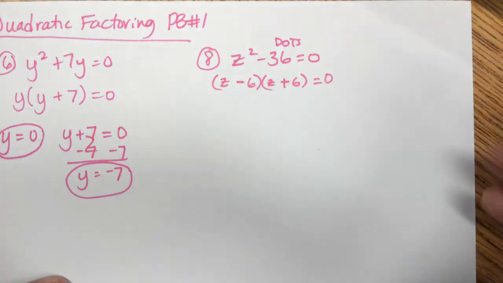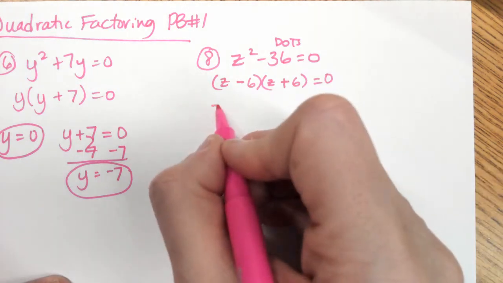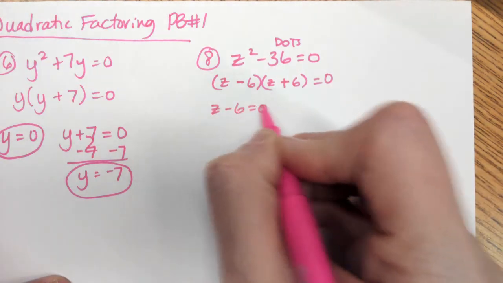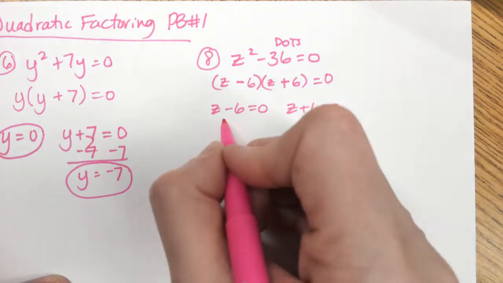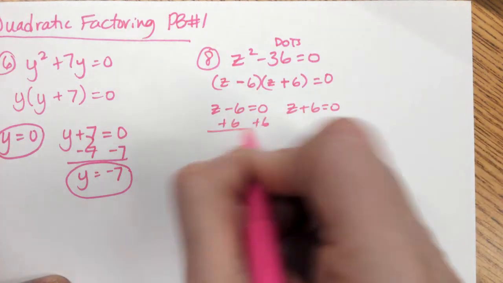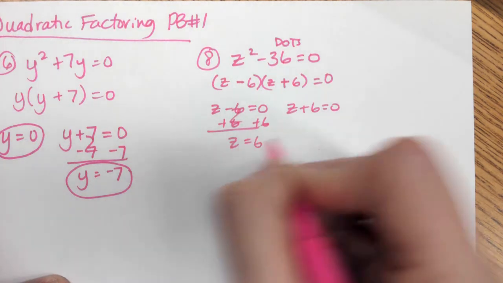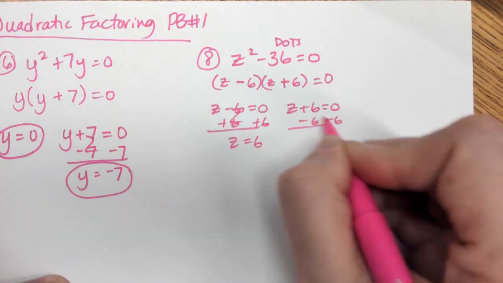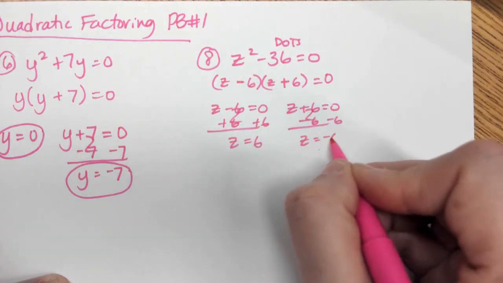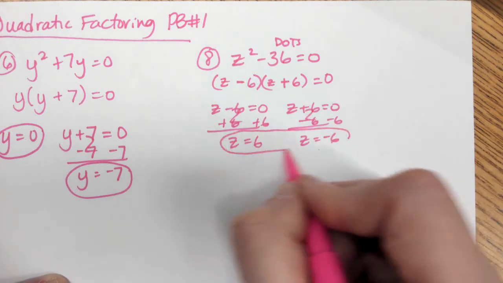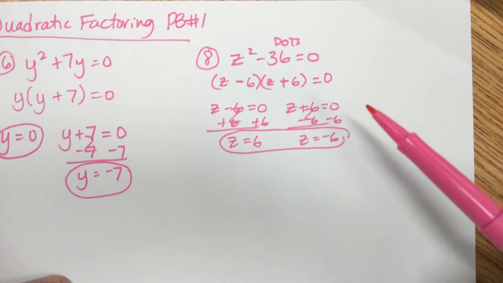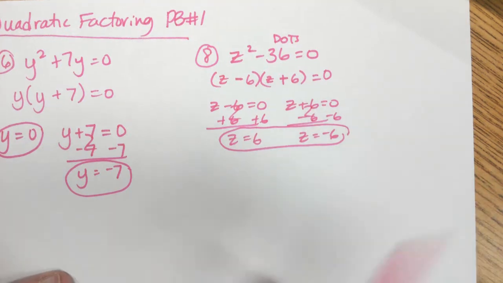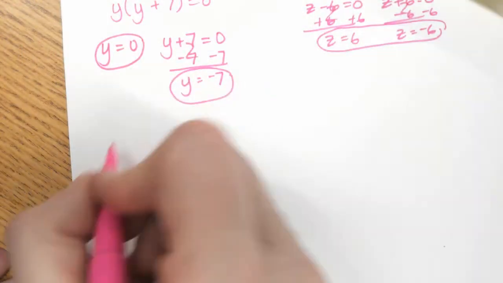Since they're already equal to 0, I'm going to now set each factor equal to 0, and then I solve. And these are my two solutions. With DOTS, you're always going to have two solutions and they'll always be opposites. Okay? Let's look at number 11.